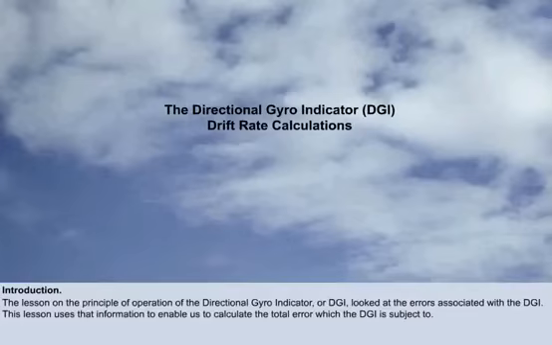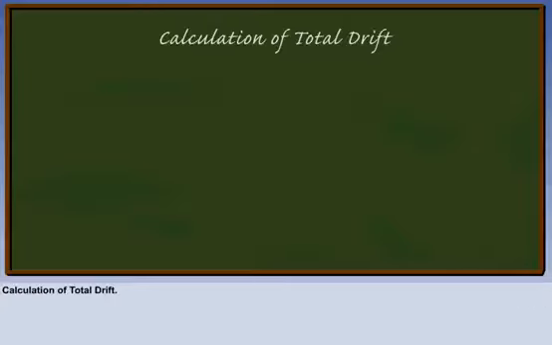In the lesson on the principle of operation of the directional gyro indicator, or DGI, we looked at the errors associated with the DGI. In this lesson, we are going to use that information to enable us to calculate the total error which the DGI is subject to. Questions often arise which require the total drift experienced by a DGI to be calculated. Provided the concept of real and apparent wander has been understood, the calculations are quite straightforward.